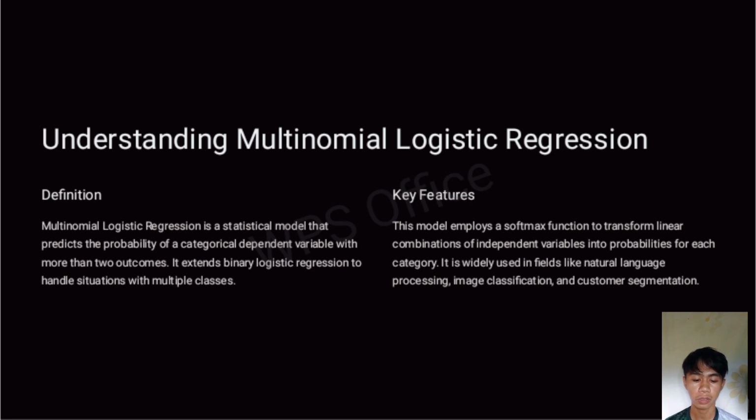Key features: These models employ a softmax function to transform linear combinations of independent variables into probabilities for each category. It is widely used in fields like natural language processing, image classification, and customer segmentation.